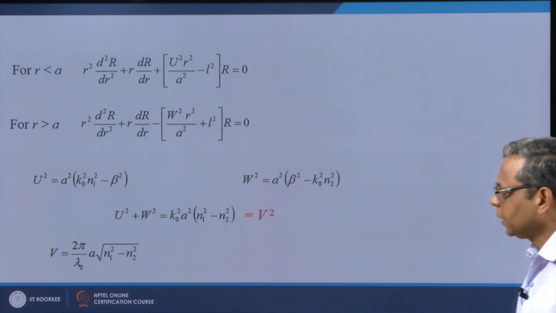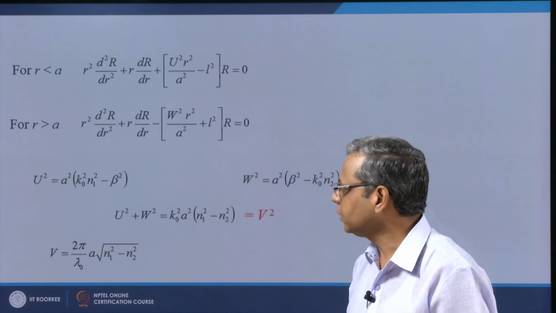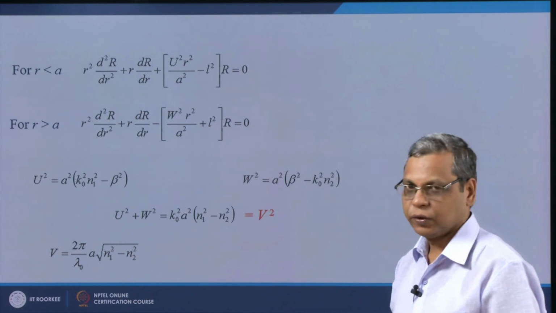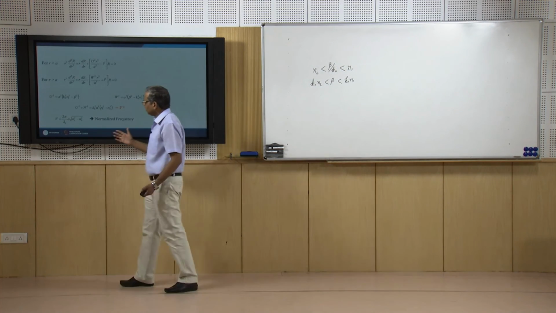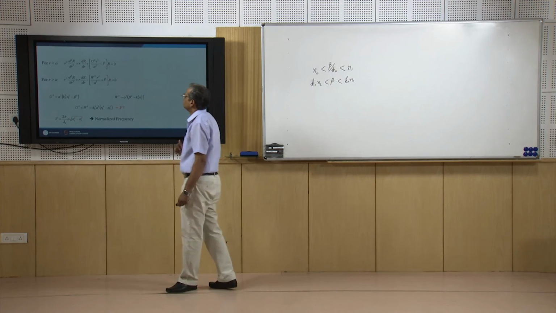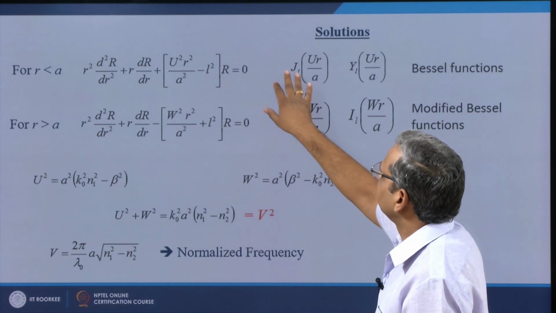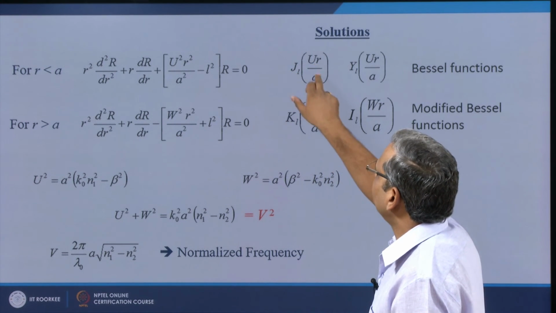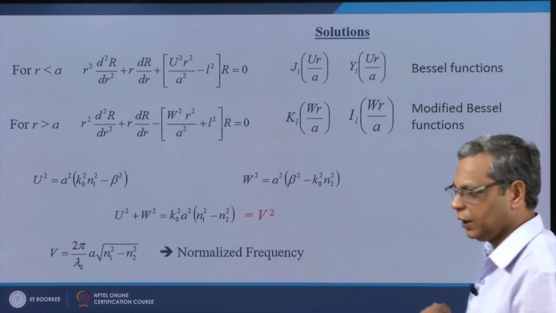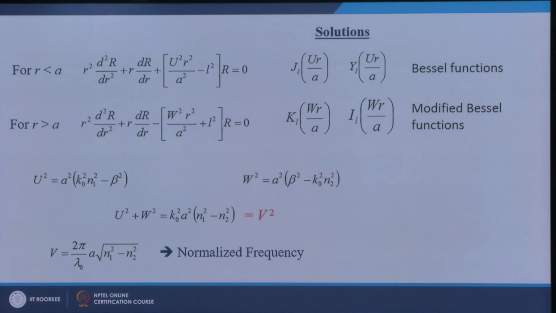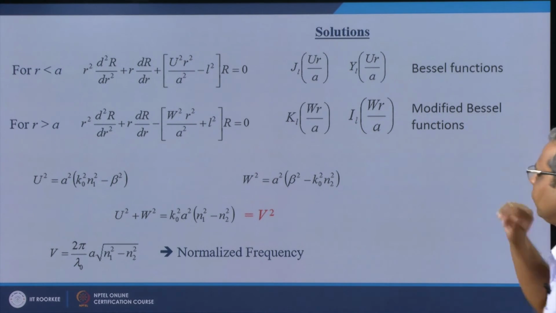So in case of optical fiber, I have V is equal to 2 pi over lambda naught times A, where A is the radius, which is half the diameter, times the square root of n1 square minus n2 square. This is the normalized frequency, and again it contains all the fiber parameters and the wavelength. Let us come back to the solutions of this. The solution of this equation is given in terms of J_L(uR/A) and Y_L(uR/A), which are Bessel functions, and of this equation, K_L(wR/A) and I_L(wR/A), which are modified Bessel functions.